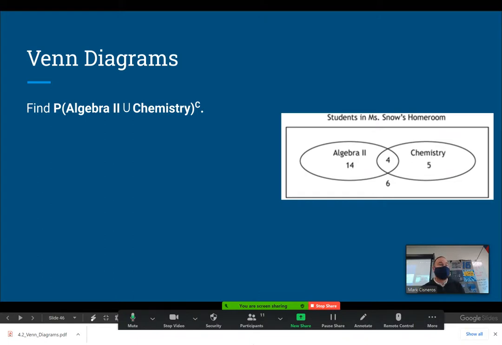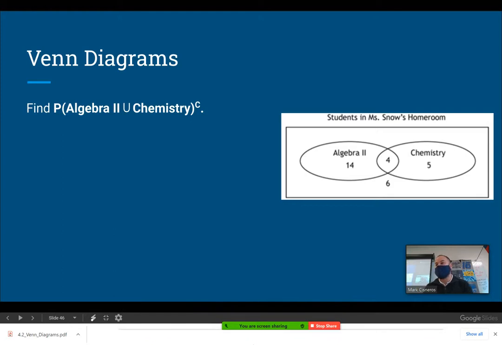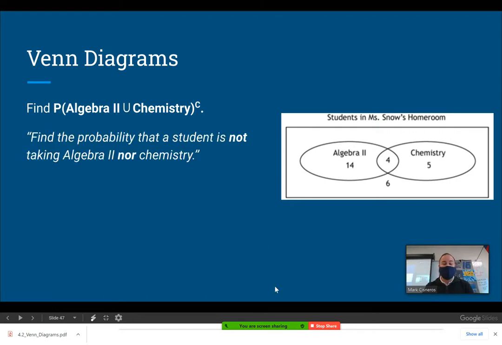Tell me what this means first. Tell me what this means. The ones not doing algebra and chemistry. Say it again, Jojo. The ones not doing algebra and chemistry. The ones that are not doing algebra nor chemistry. Yeah, that's correct. So this is the probability of not taking algebra 2 nor chemistry.